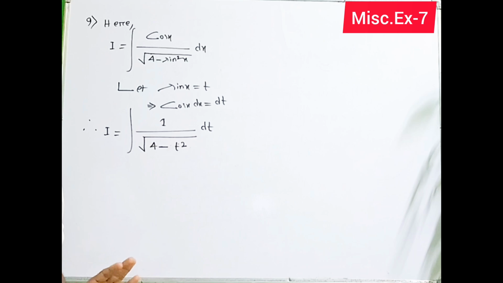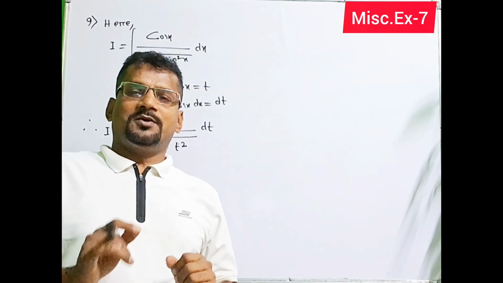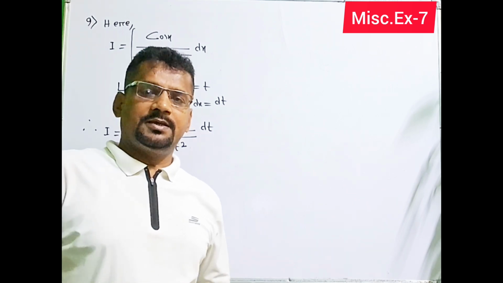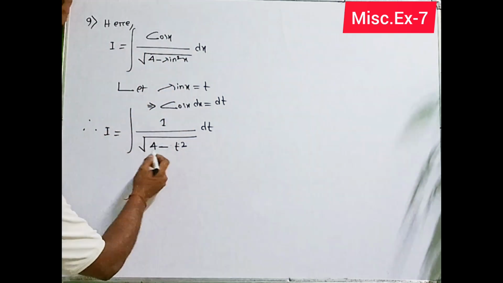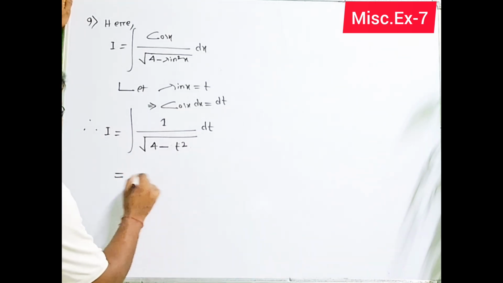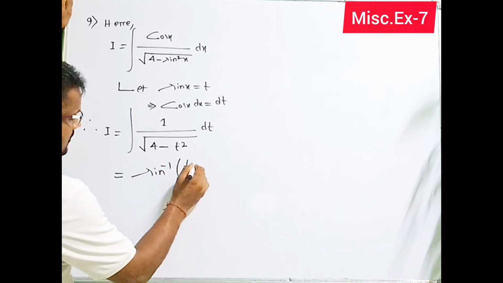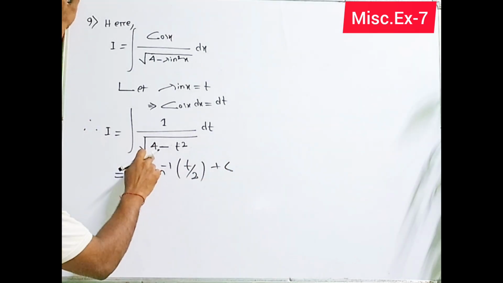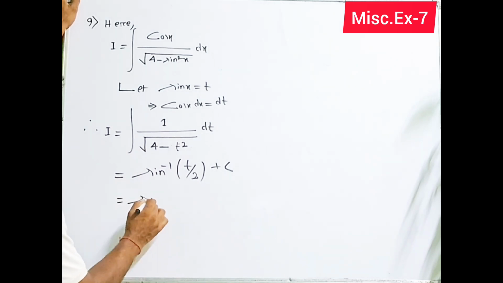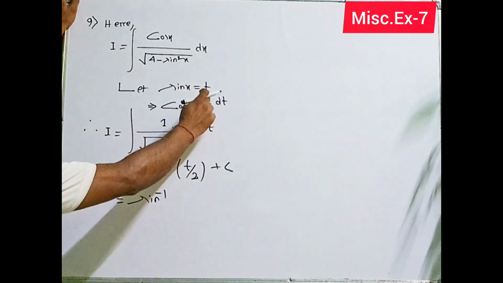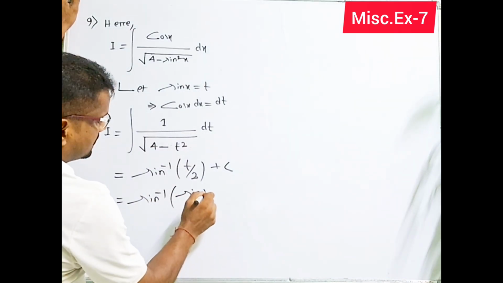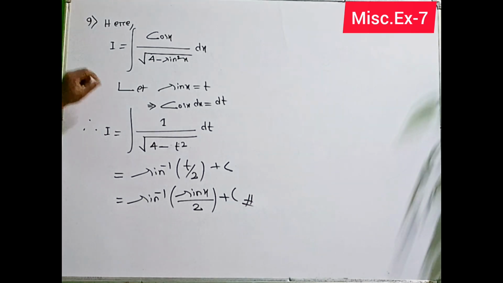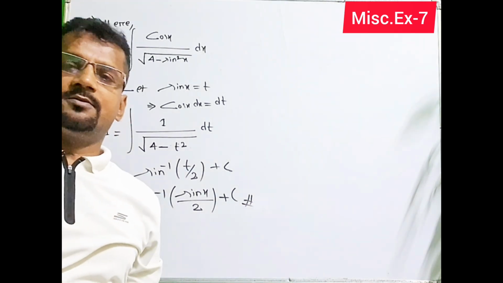Now it becomes simple. As you know, integration of 1 by root over a square minus x square is sin inverse x by a. So here also 1 by root over 2 square minus t square will be simply sin inverse t by 2 plus c, because a square means 2 square, a is 2 here. And t is sin x, so the answer is sin inverse of sin x by 2 plus c. This is your answer. So question number 9 we have finished. Now let us take question number 10.